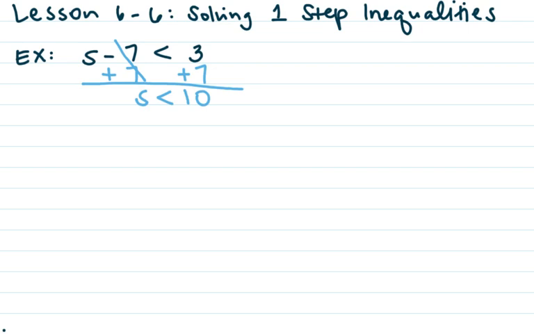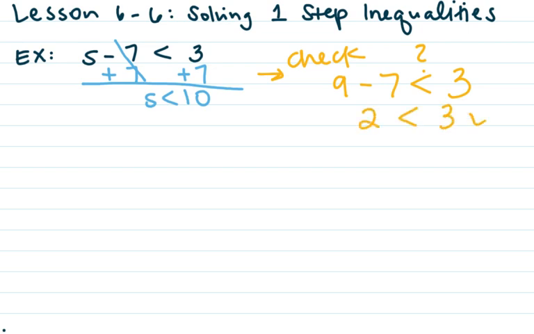So that means I can't plug in 10 because there's no little equal sign right there. Oops, let me rewrite that. I can't plug in 10, but I could plug in 9. So let's check and see if that works. 9 minus 7 is less than 3. Big question mark. We don't know if that's true. So 9 minus 7 is 2. 2 is less than 3. Yes, that solution works out. So we know that we solved this inequality correctly.